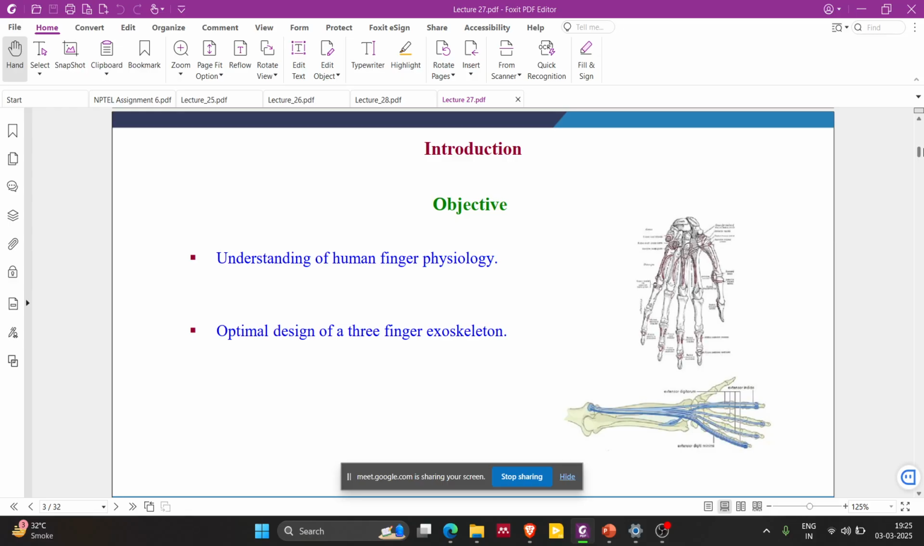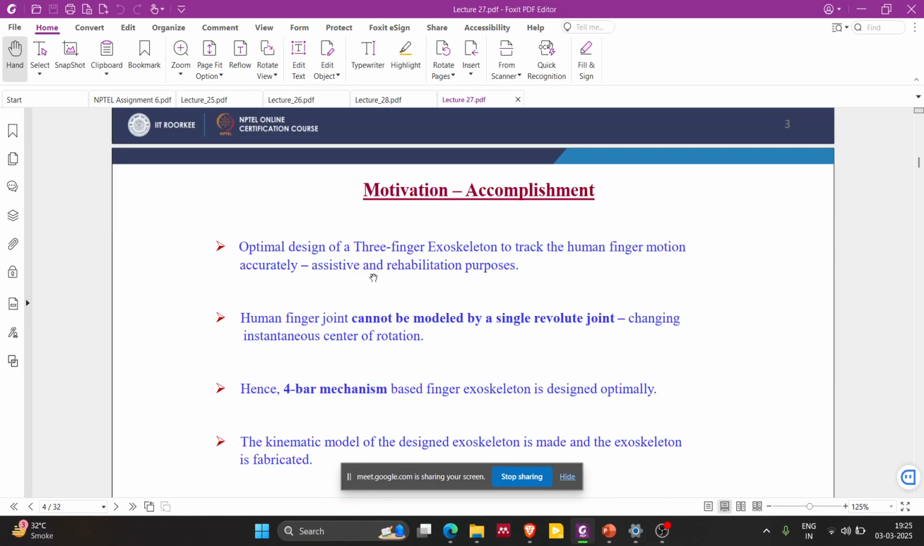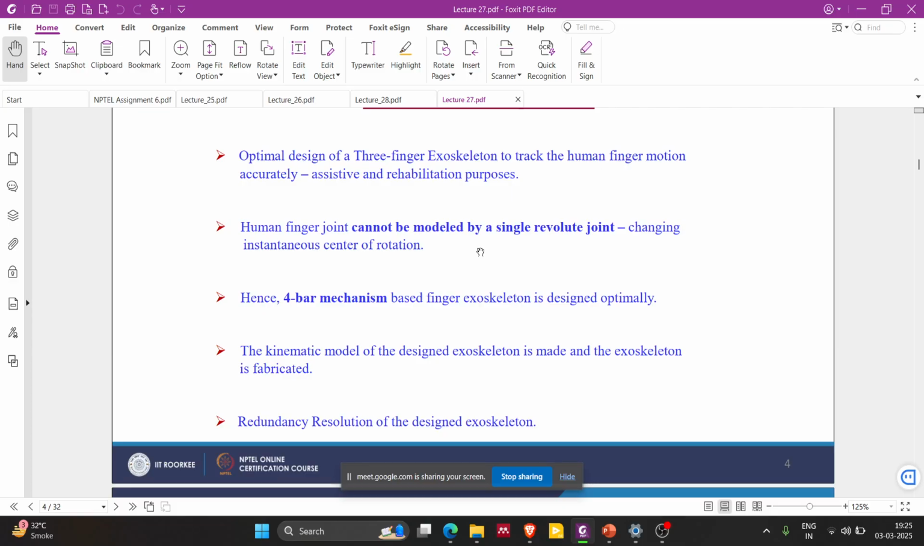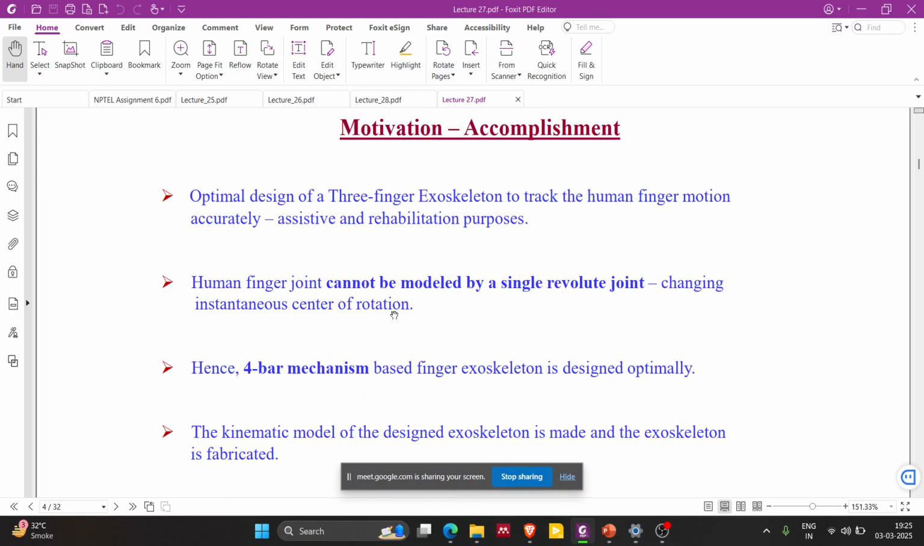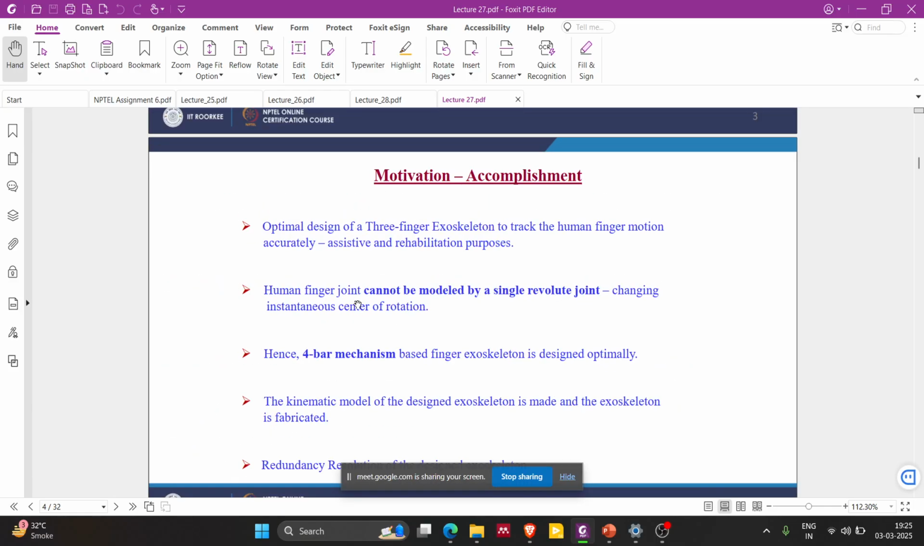If you go through those lectures again, the objective is understanding the human finger. So why have we chosen this? You can see the motivation. In this slide only you can get your answer. The human finger joint cannot be modeled by a single revolute joint because of the changing instantaneous center.